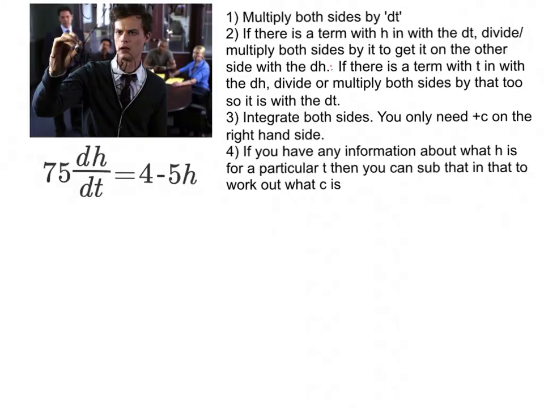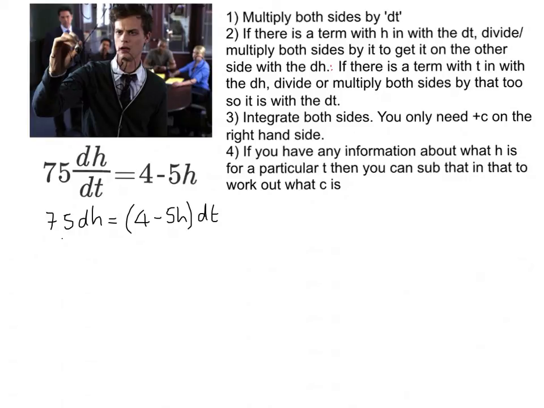Final example, we're going to multiply both sides by dt, because that's the thing we've got at the bottom now, not dx, it's dt. So we're going to multiply both sides by that, leaving us with 75 dh equals 4 minus 5h dt, and we need to bracket that 4 minus 5h to make sure that we know that it's all being multiplied by dt.